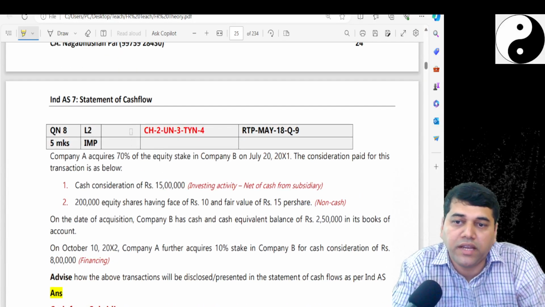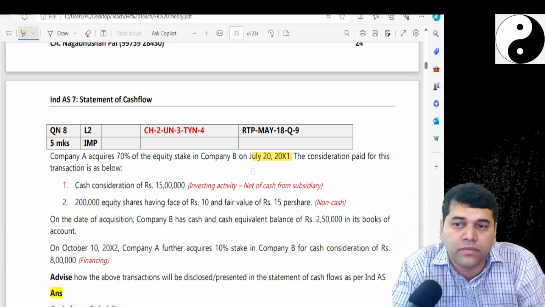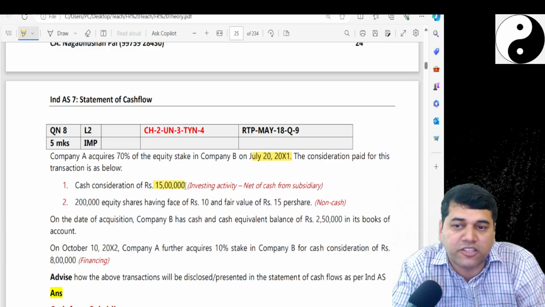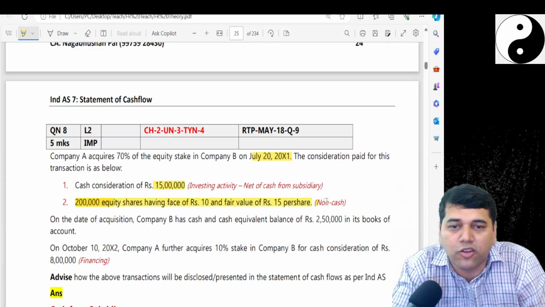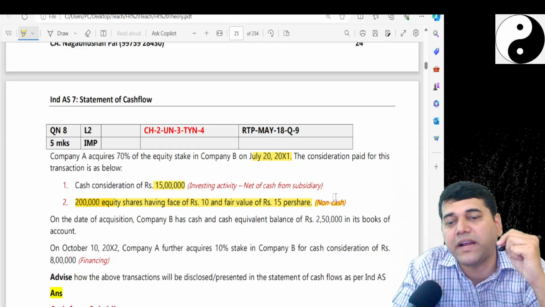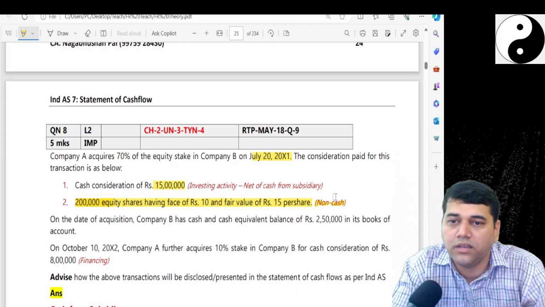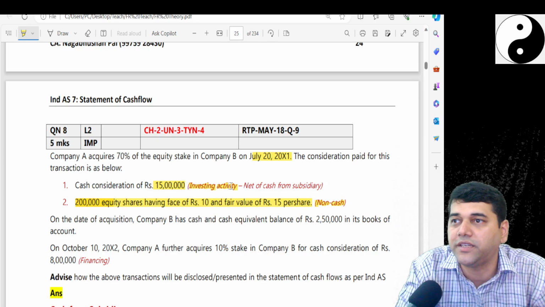Company A acquired 70% of the equity shares of B on 20th of July and cash of 15 lakhs was paid and 2 lakh equity shares were issued. So leave this, it's the non-cash. But when you have given cash, what type of activity is it? Investment activity. You have invested in the subsidiary.